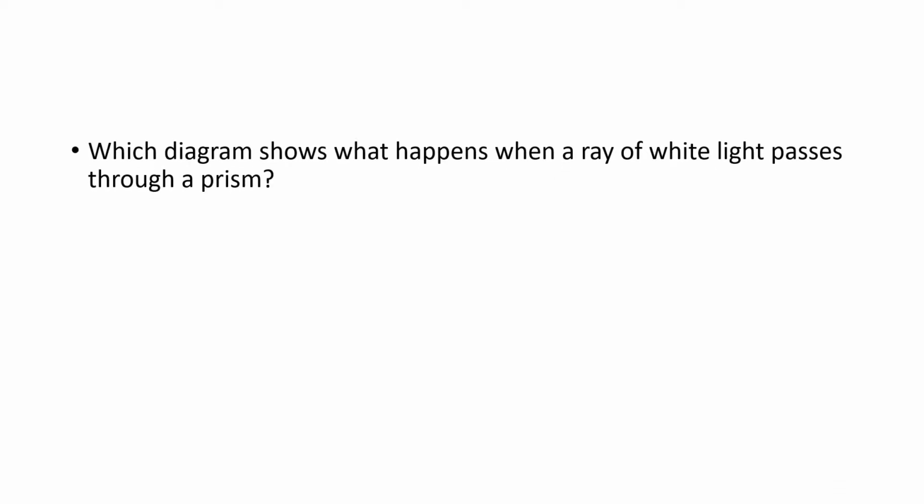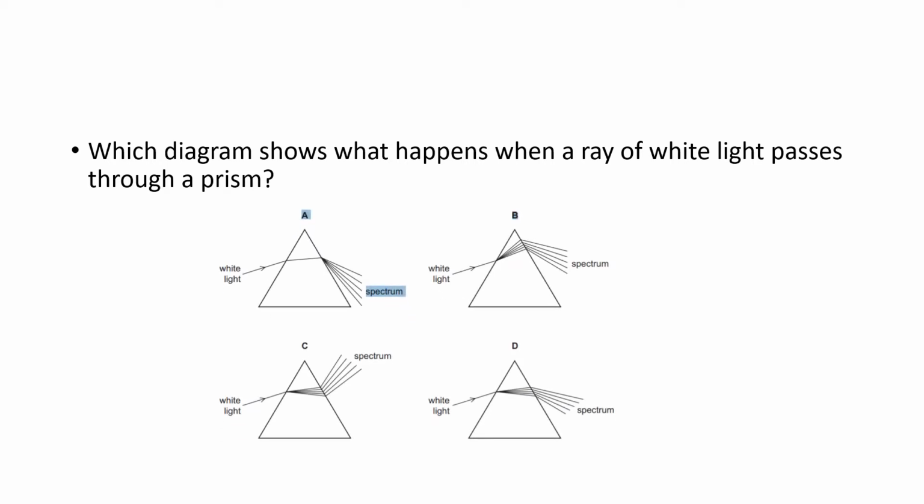The second question is, which diagram shows what happens when a ray of white light passes through a prism? The images are A, B, C and D, and the correct answer is D. What happens when a ray of white light passes through the prism? It will split into its component colors, 7 component colors, and this process is called dispersion of light. The dispersion is like this. So D is the answer.